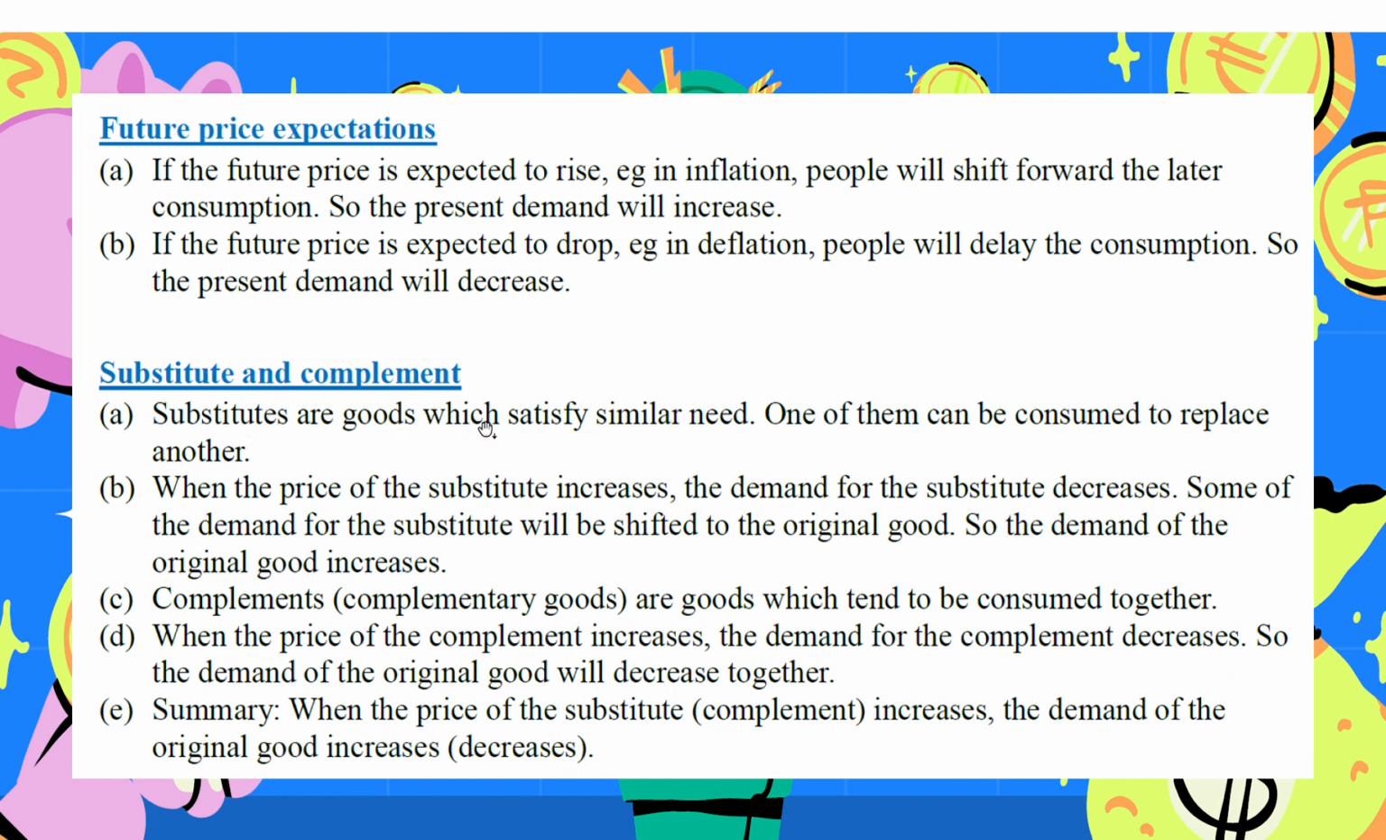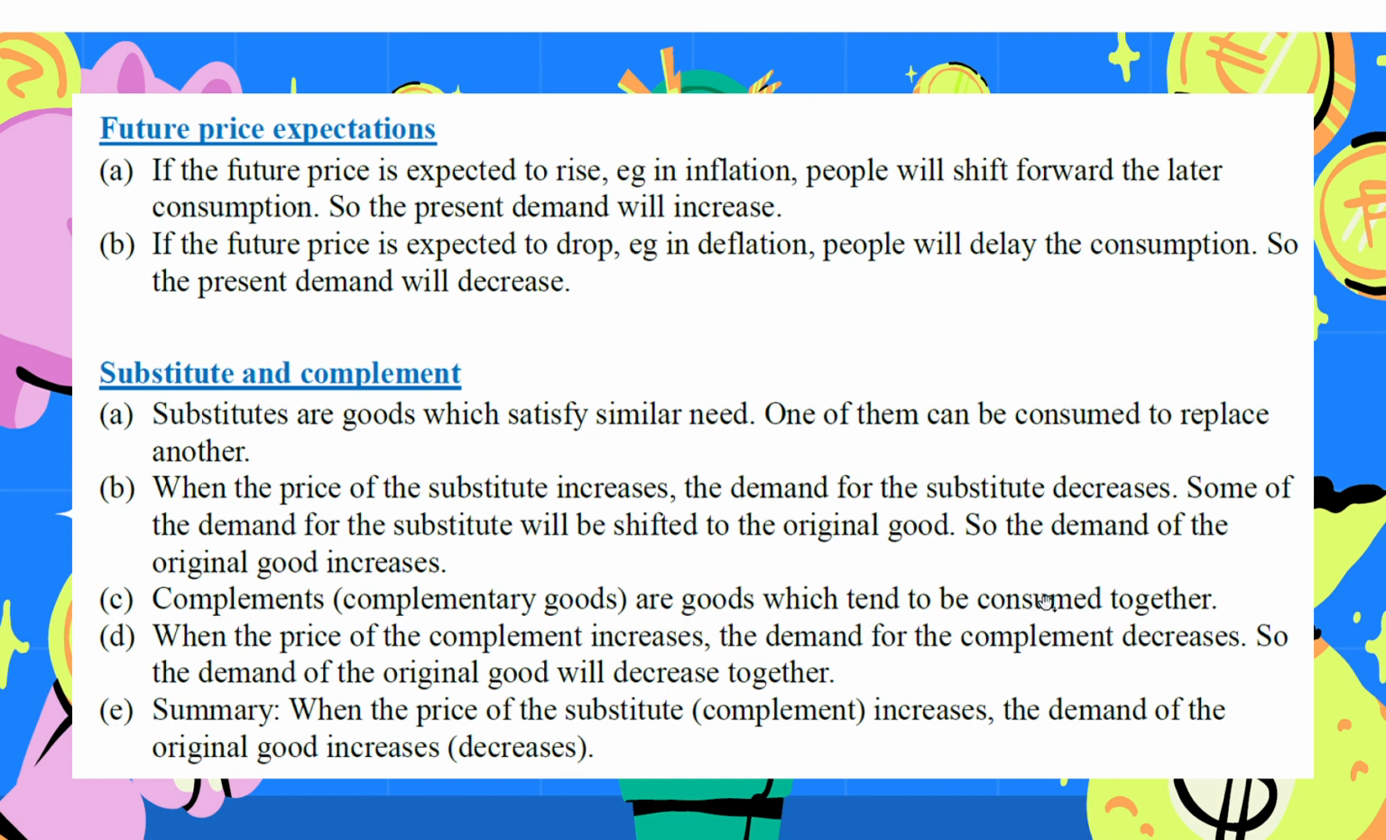And the next concept we call substitute and complement. Very important. Substitutes are goods which satisfy similar needs. For example, Coca-Cola and Pepsi-Cola, or different brands of chips. One of them can be consumed to replace the other. So when the price of Pepsi-Cola increases, the demand for Pepsi-Cola decreases. Some of the demand for Pepsi-Cola will shift to Coca-Cola, so the demand for Coca-Cola increases.